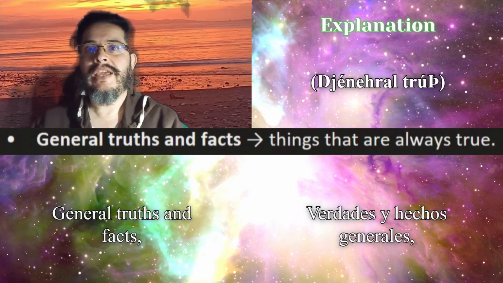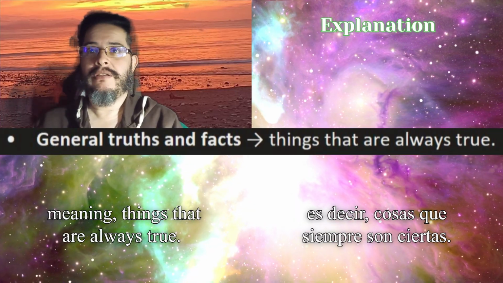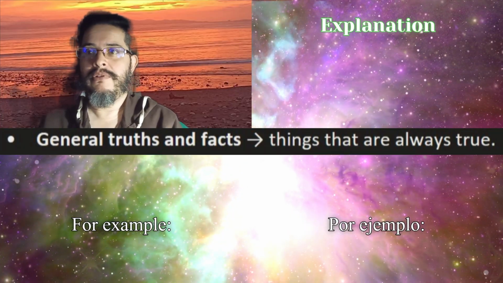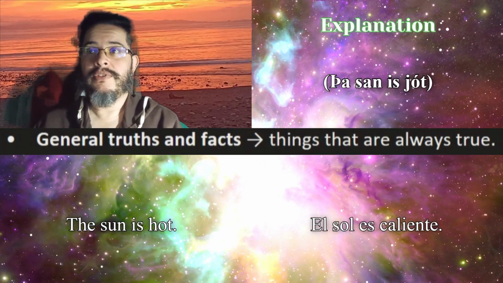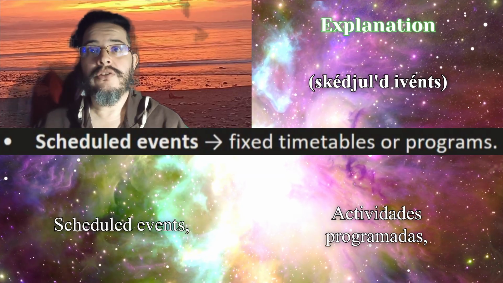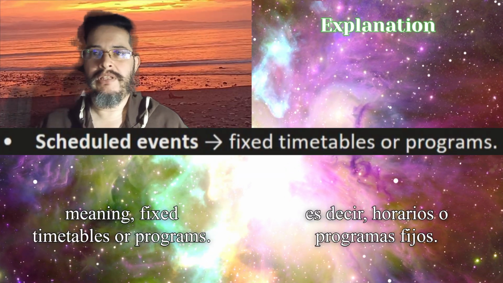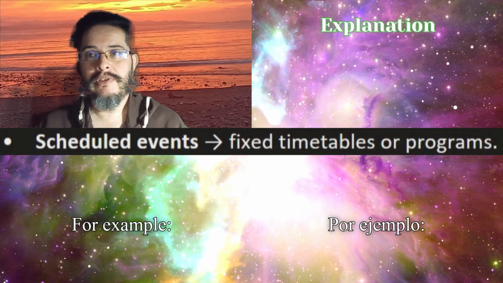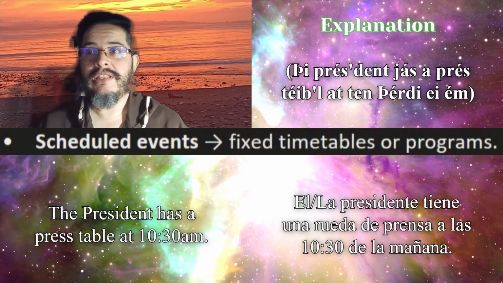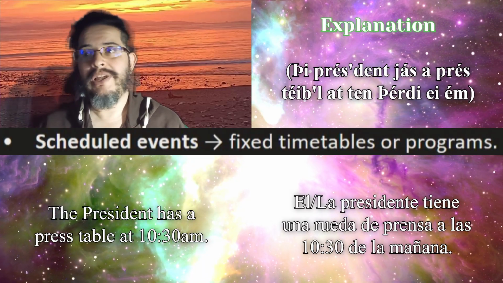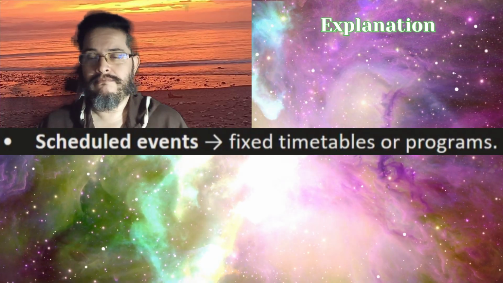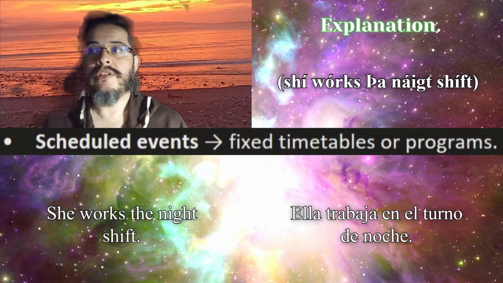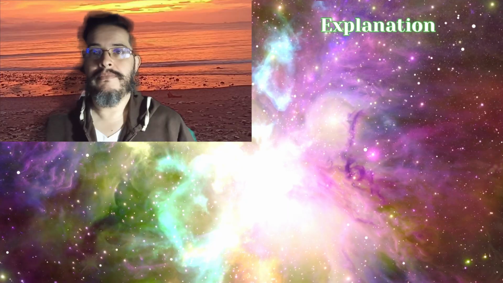General truths and facts, meaning things that are always true. For example, the sky is blue or the sun is hot. Scheduled events, meaning fixed timetables or programs. For example, the president has a press table at 10:30 a.m. This is going to happen every day. She works the night shift.